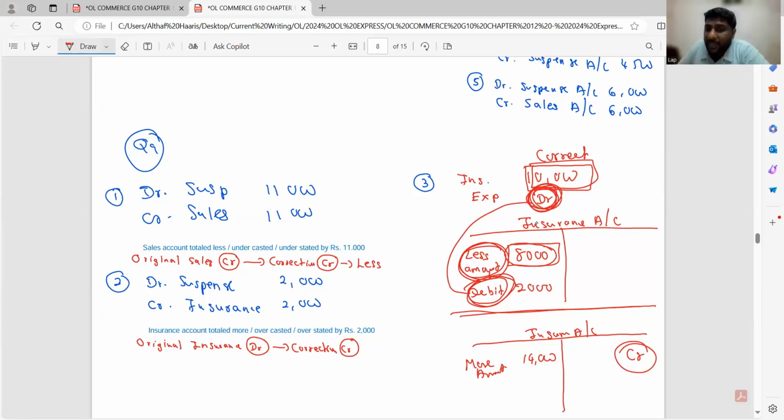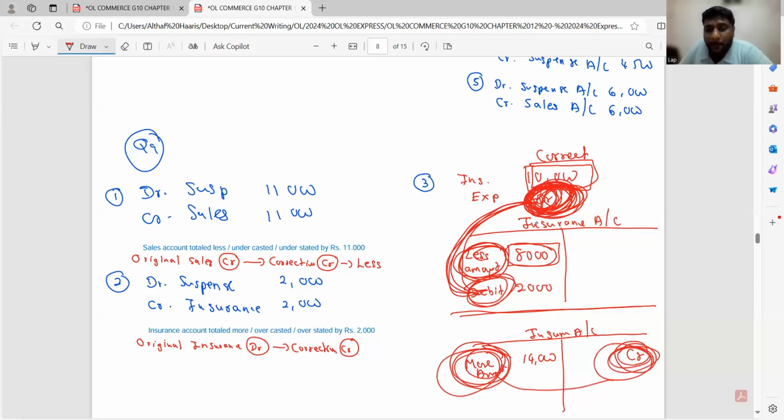So people, look at the learning here. If you put a less amount, you will write it on the same side as the original one. If you put a more amount, originally insurance is debit. But if you put a more amount, to correct it, you are putting it to which side, people? To the opposite side.